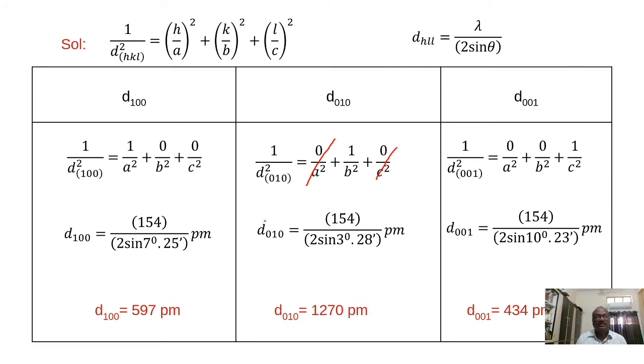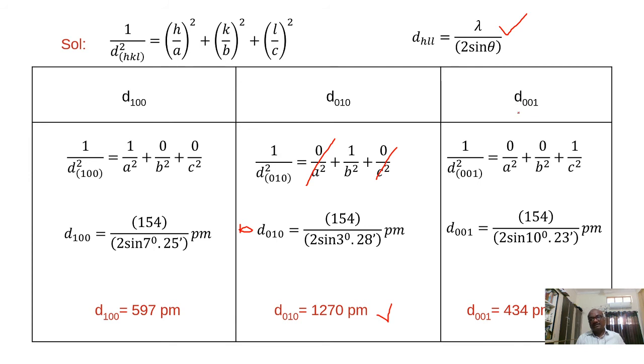Again you are writing for d. d is nothing but b. d010 is equal to lambda, 154, that is the wavelength of X-rays, by 2 sin 3 degrees 28 minutes, the peak. This we are observing in picometers. So the b value is obtained as 1270 picometers.